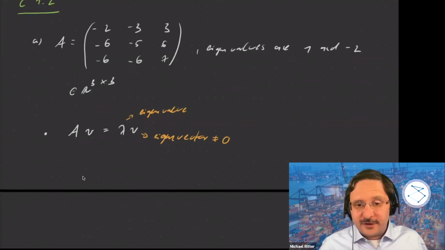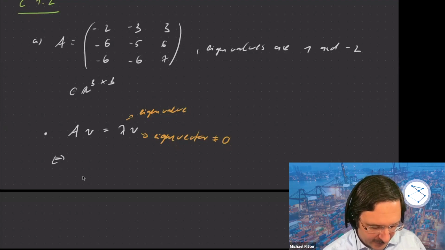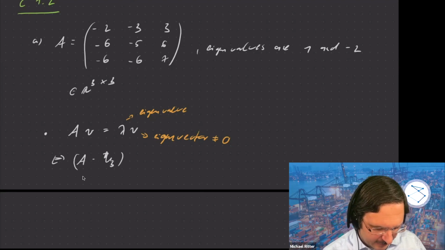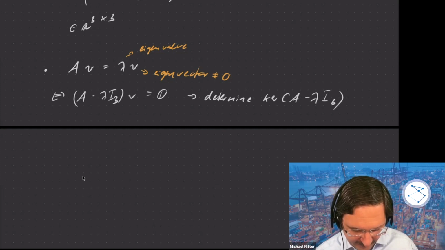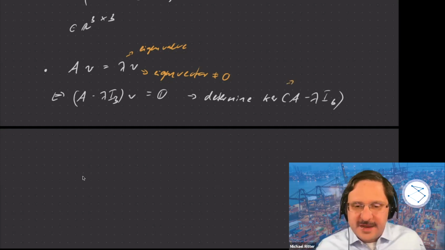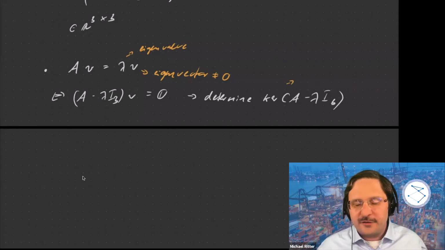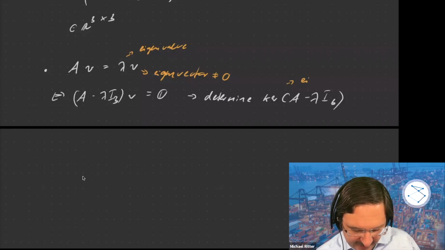So basically we know the values for lambda, 1 and -2. We just use those and solve for v. Solving for v is basically equivalent to solving A minus lambda times the identity matrix, times v, is 0. That means what we are looking for is the kernel of this matrix A minus lambda I3. So we determine the kernel of A minus lambda I3. That kernel is the space of all eigenvectors to that eigenvalue. And of course, the kernel also includes the zero vector, otherwise it wouldn't be a vector space. This is called the eigenspace of the eigenvalue lambda.